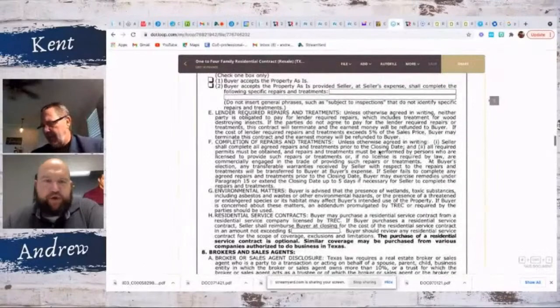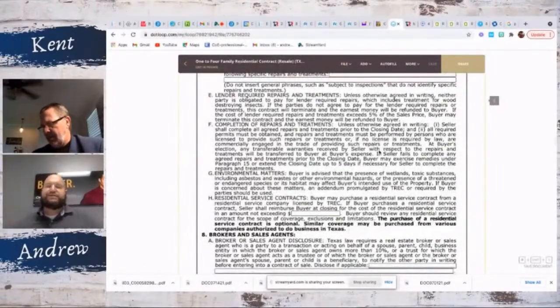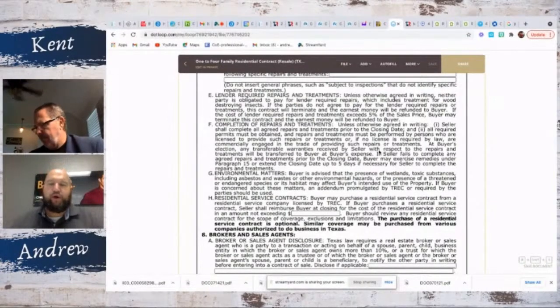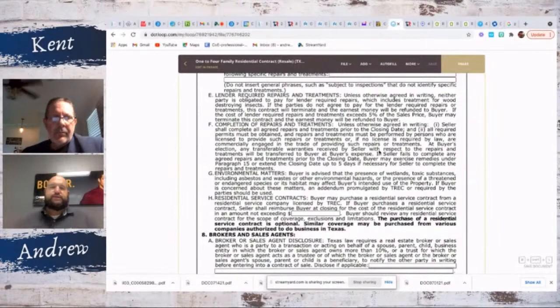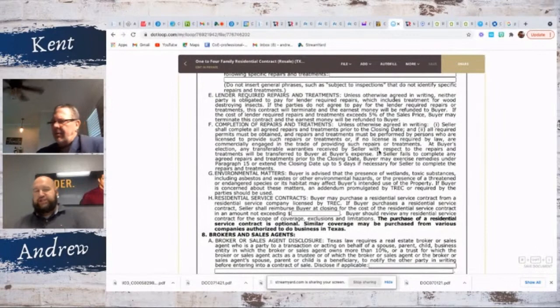From there, we've got completion of repairs and treatments. And guys, this is where it's very important. Unless otherwise agreed in writing, sellers shall complete all required repairs and treatments prior to closing, and all permits must be obtained, and repairs and treatments must be performed by persons who are licensed to provide such repairs or treatments, or, if no license is required by law, commercially engaged in the trade of providing such repairs or treatments. You cannot just hire some random guy off the street and say, hey, can you fix this stuff for me? You can't do it yourself. It has to be done by a professional for the reason that we just talked about.